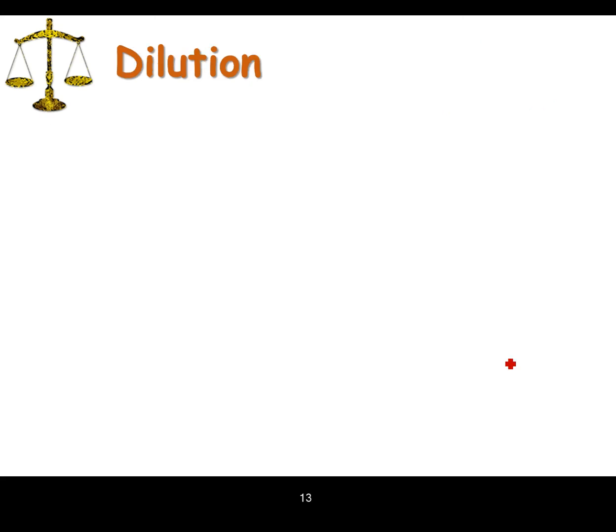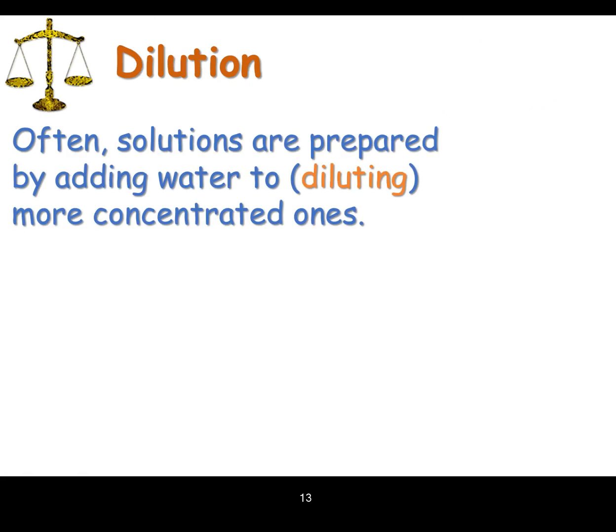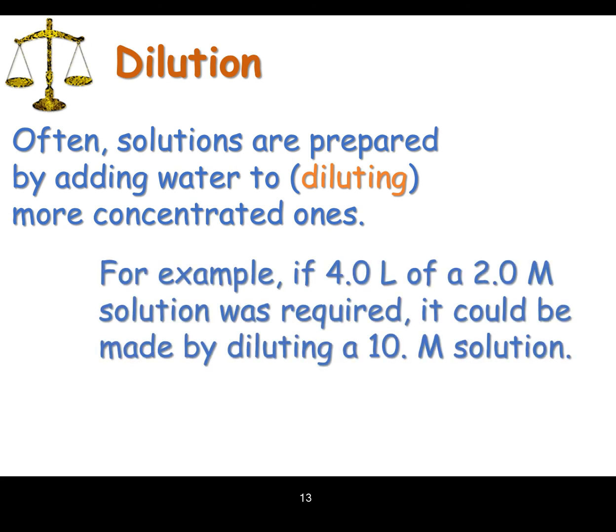Okay. Now let's talk dilutions. So much of the time you'll have solutions that start out as a concentrated stock solution, and you dilute them in water, make them less concentrated. An example of this is, you may need a 2 molar solution, and you might need exactly 4 liters of that solution. So if you begin with a 10 molar solution, you can use stoichiometry to convert into the appropriate volume here and make that solution.